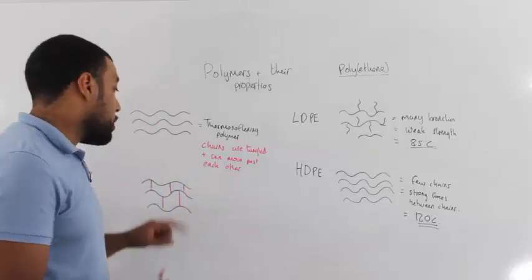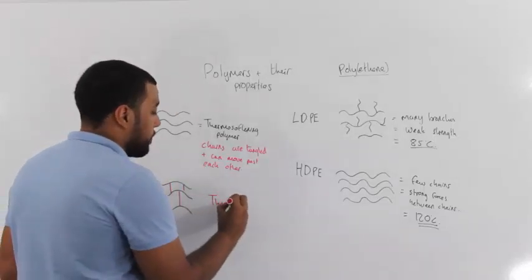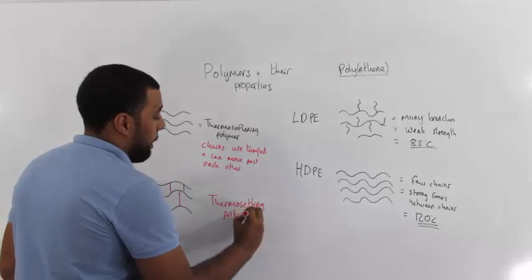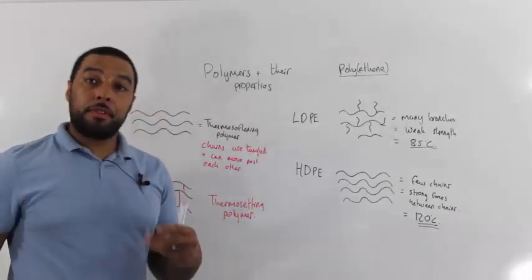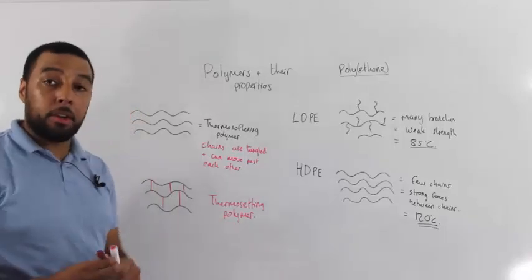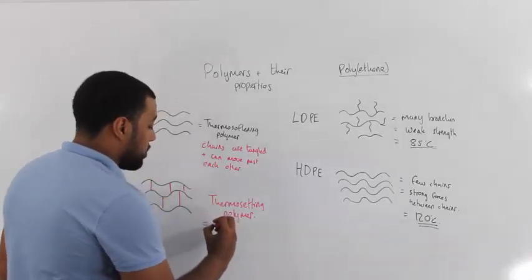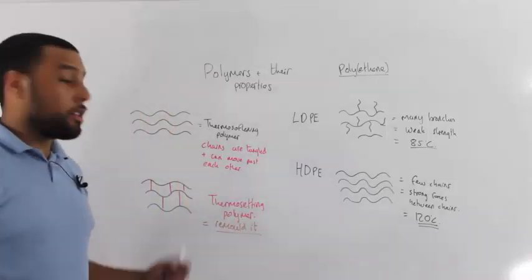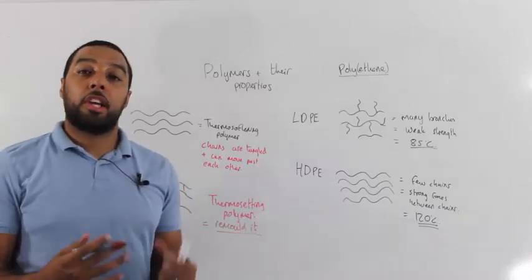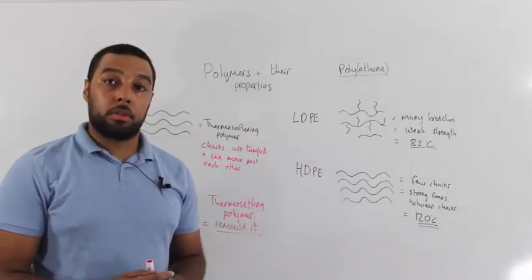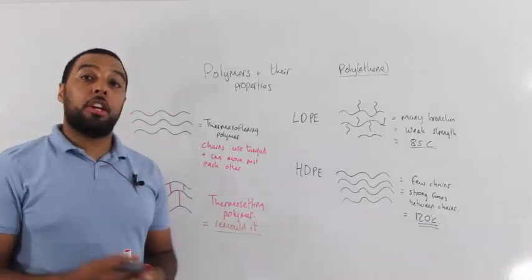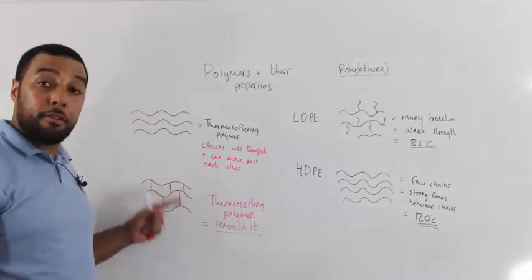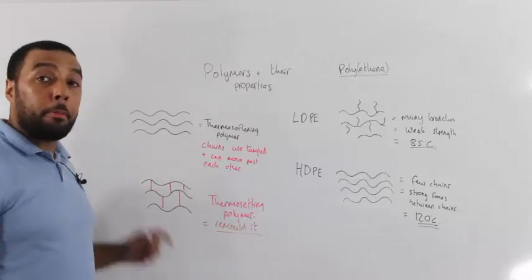Now that's quite different to a thermosetting polymer. Once you have set the shape of a thermosetting polymer, you cannot remold it. So you cannot heat a thermosetting polymer up and change the shape. It will not melt. The reason you cannot change the shape of a thermosetting polymer is because you have these cross-links, or these covalent bonds, between the polymer chains.